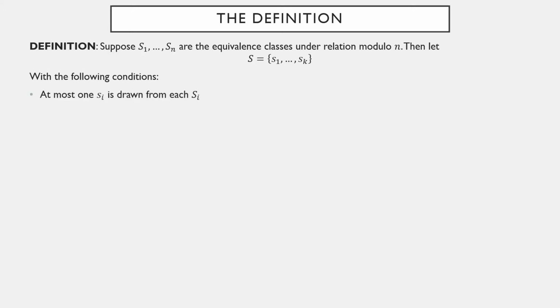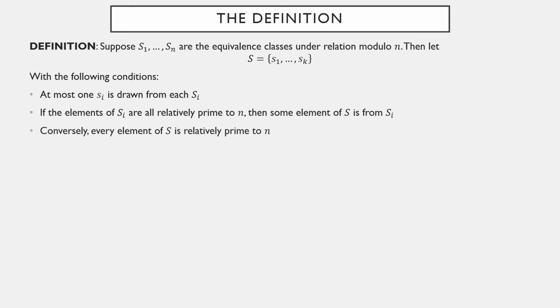And here are the conditions I place on my set capital S. First, just as in the case of a complete residue system, for each equivalence class, at most one element is drawn from it. If the equivalence class consists of things which are all relatively prime to n, then you do have to pick one such element. And conversely, every element you pick must be from an equivalence class of relatively prime elements to n. So what you have done is from each equivalence class, you've labeled it with whatever the greatest common factor of those elements and n would be. And if that equivalence class consists of relatively prime elements to n, then you do in fact pick something.